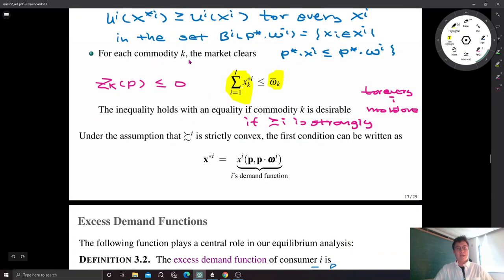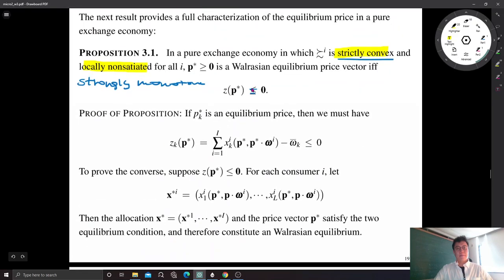So by the second condition, if P star is a Walrasian equilibrium price vector, it must obey the second condition. So for each commodity K, the aggregate excess demand function should be non-positive. So this condition is necessary for Walrasian equilibrium. Now, in order to prove the converse, suppose that we have a price vector at which the aggregate excess demand function is non-positive.